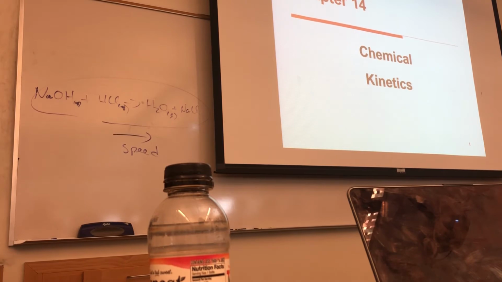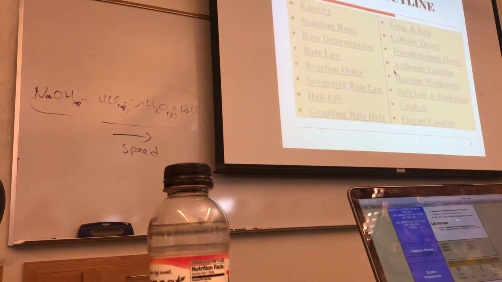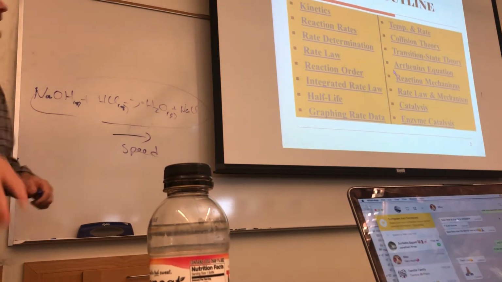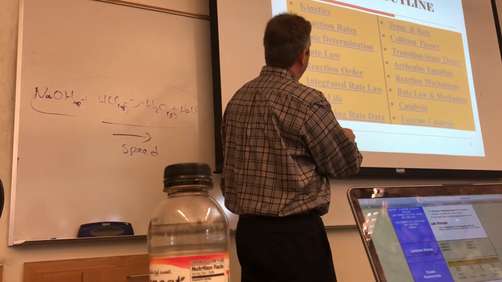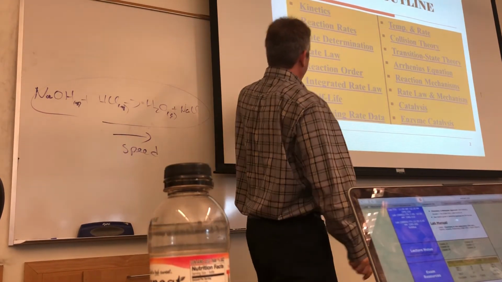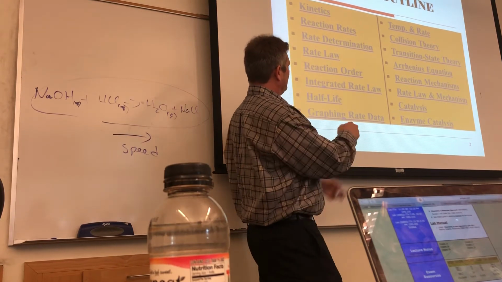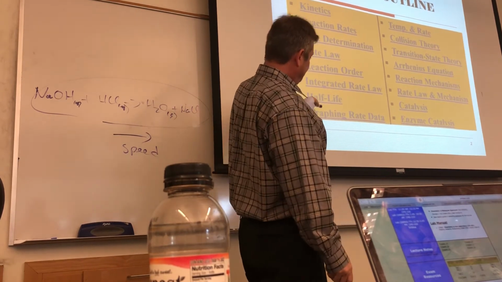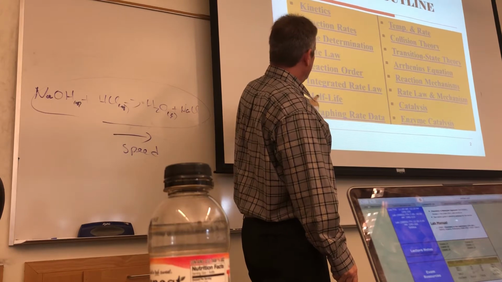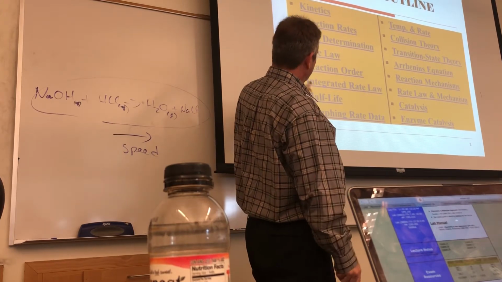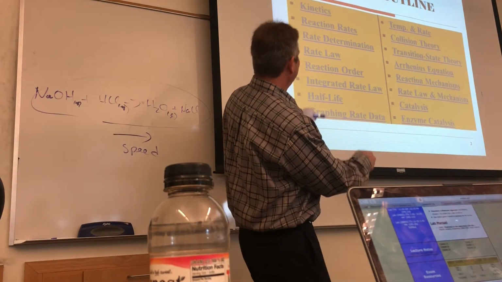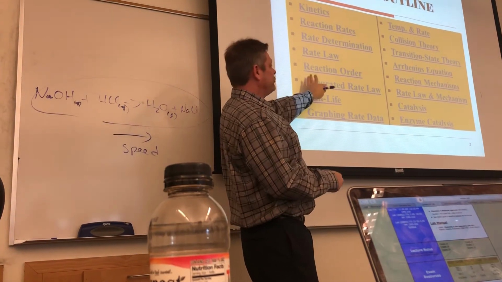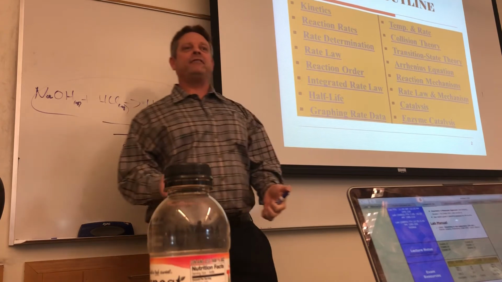Okay. So that's a general idea of kinetics. We're going to talk a little bit about what kinetics are, we'll look at reaction rates, we'll look at rate determination, probably stop somewhere around rate law, reaction order. We'll get into integrated rate laws. It's a little more complicated here. Half-lives, graphing some of this and how the graphing relates to these things so that you could determine what these are based off of the graph.